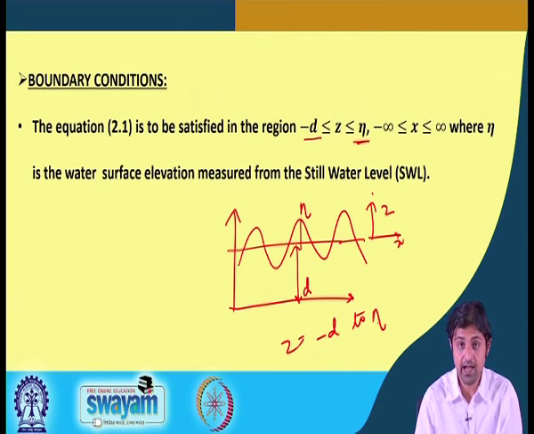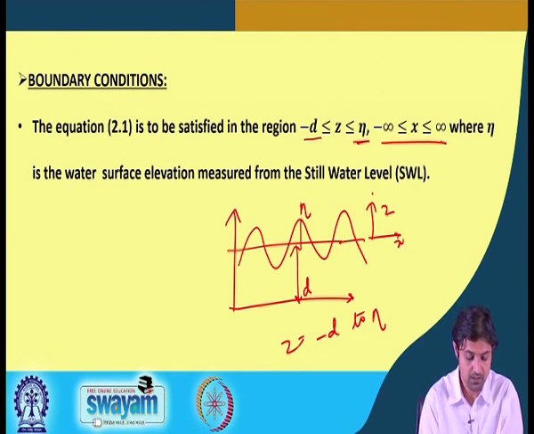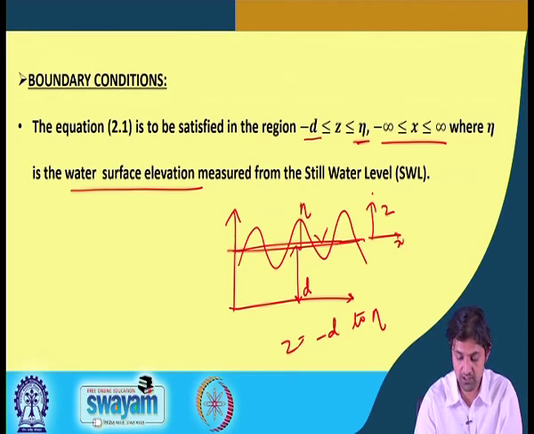All right, and we have considered the entire ocean, so x will be from minus infinity to plus infinity. Here eta is the water surface elevation measured from still water level. If this is the still water level, then this is eta, because below is the depth, here is the eta. This is SWL.